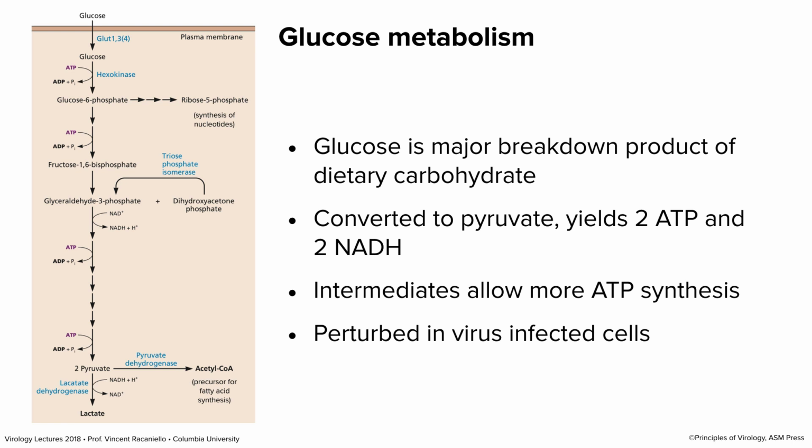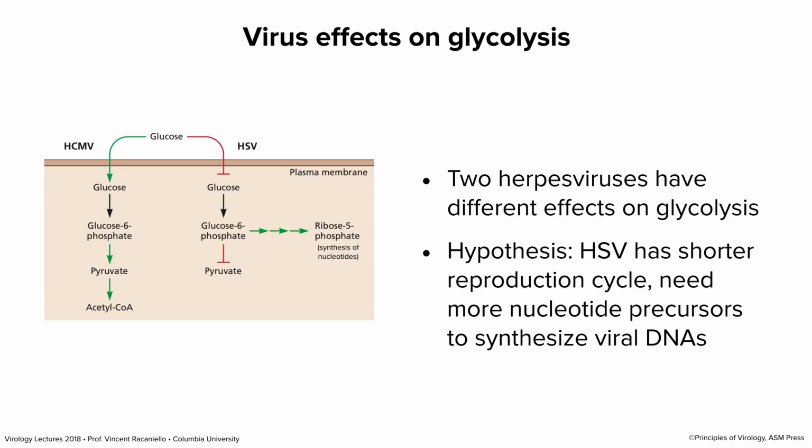And finally, two of these products, acetyl-CoA is a precursor for fatty acid synthesis. Fatty acids, of course, are needed to build membranes, which some viruses need, and oxidation of fatty acids will also give you energy, ATP. Up at the top here, this pentose phosphate shunt off of the glycolytic cycle will give you nucleotide synthesis, which of course viruses need to make their genomes. So this can be perturbed in virus-infected cells.